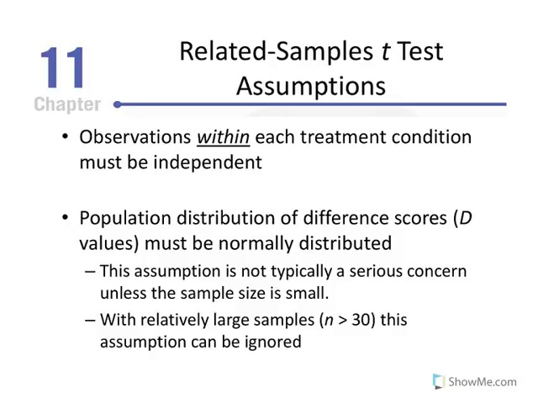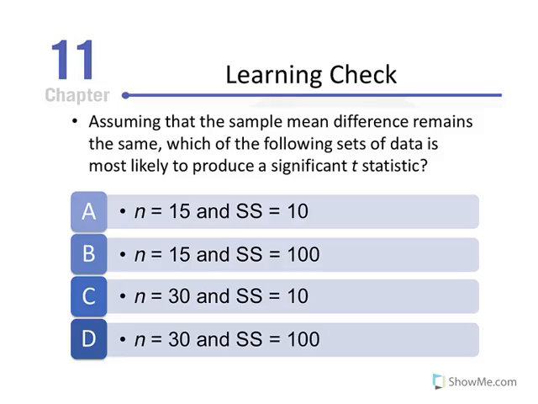And finally, we'll review the assumptions that pertain to the related sample t-test. As we've discussed in previous t-tests, observations within each treatment condition must be independent, and then the population distribution of d-scores, or difference scores, must be normally distributed. Technically speaking, this assumption is not typically a serious concern unless sample size is very small. With a relatively large sample, anything greater than 30, this assumption can be ignored. So again, we do require that the distribution of d values must be normal, but as long as we have sample sizes larger than 30, it's not anything that we need to worry about.